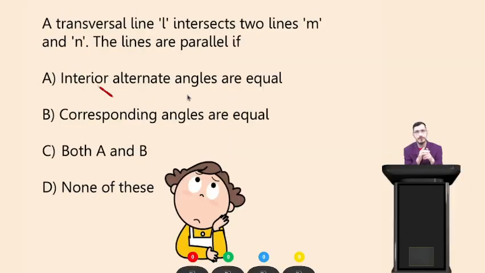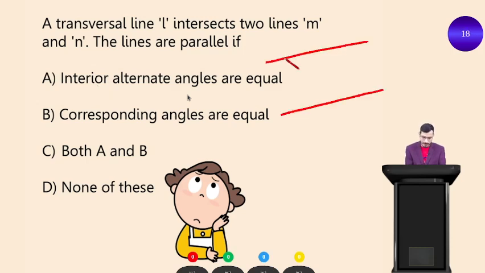Okay, now students, it's question time. I have a question for you. A transversal line L intersects two lines M and N. The lines are parallel if... I am giving you 30 seconds. Which option is correct here? You can see a transversal line L intersects two lines M and N. The lines are parallel if... So, condition of parallel lines.